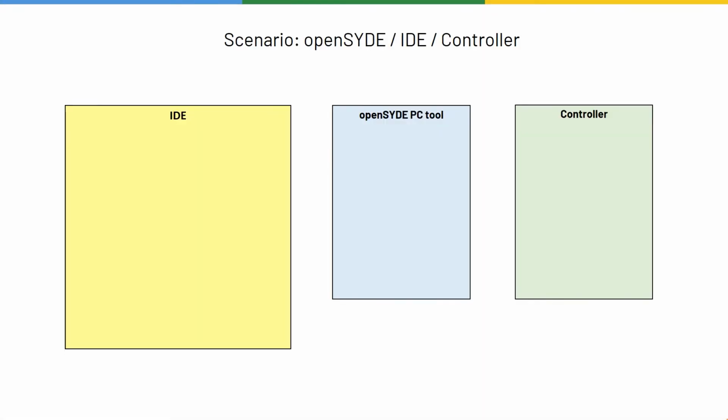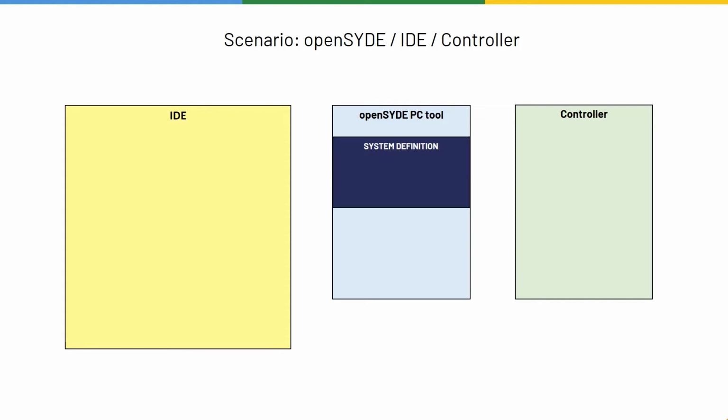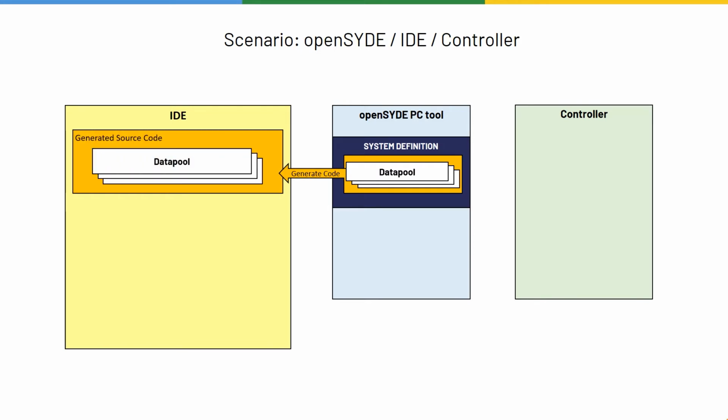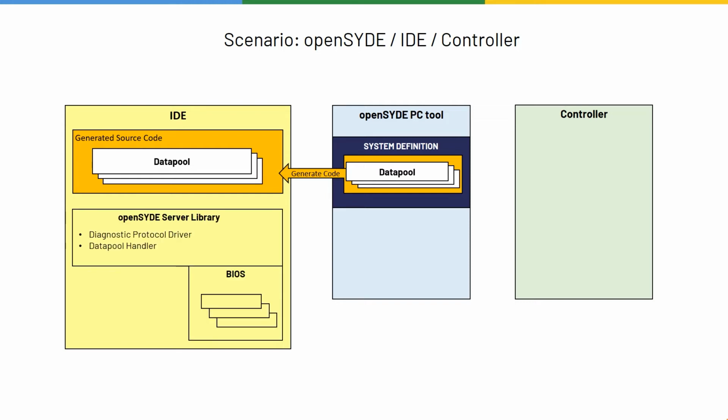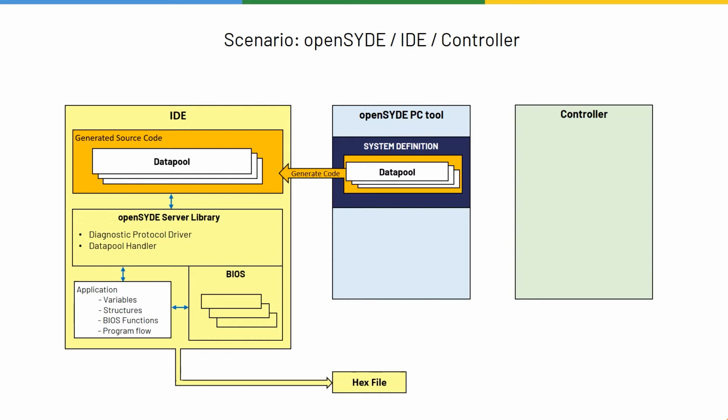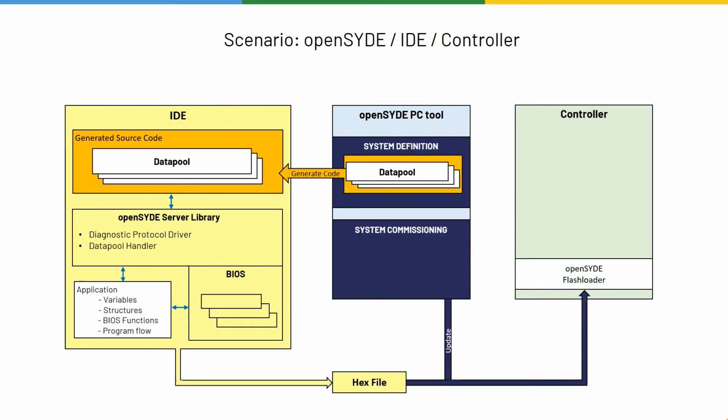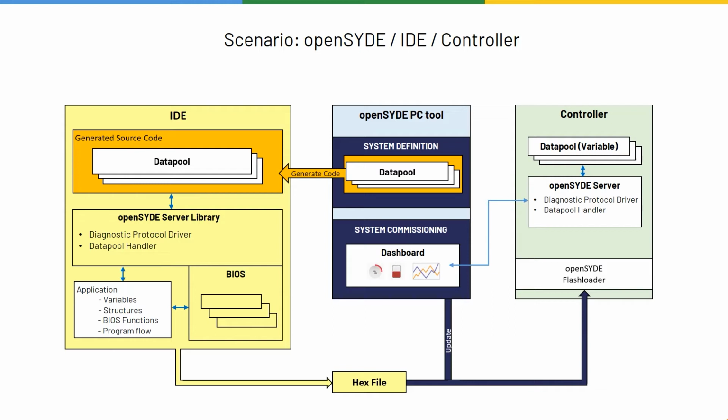We will show you the interaction of openSYDE, Integrated Development Environment IDE, and the controller. We will create a data pool with a variable list with openSYDE, generate code and thereby make the data pool with the variables usable for programming. Program an application and flash it to the controller. And finally, change the variables at runtime with openSYDE and visualize the values. The basis for this video is the sample project included in the target support package so that you can reproduce the processes shown here yourself.